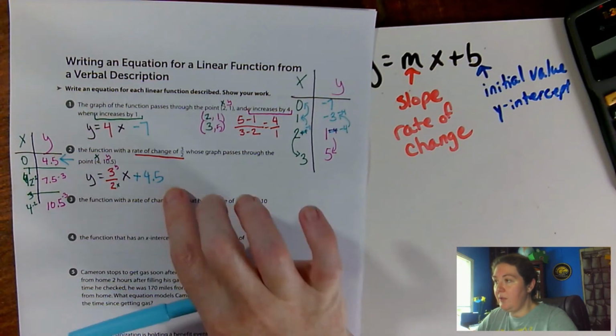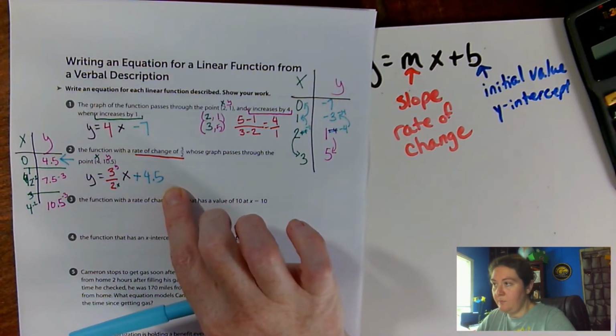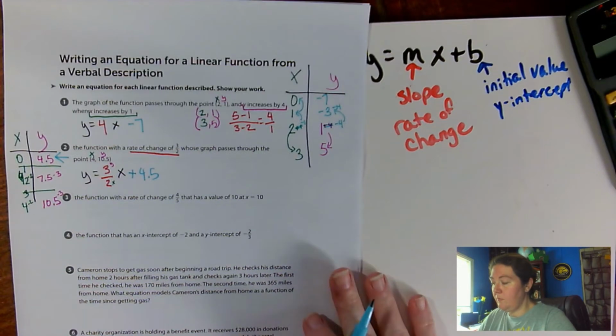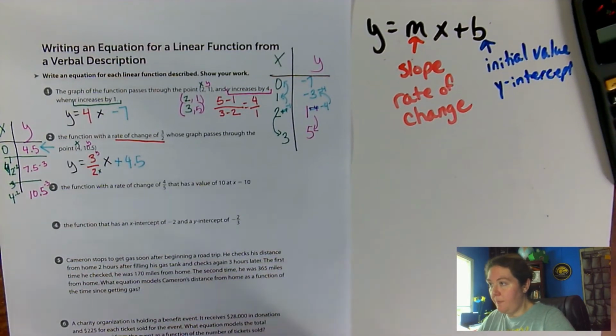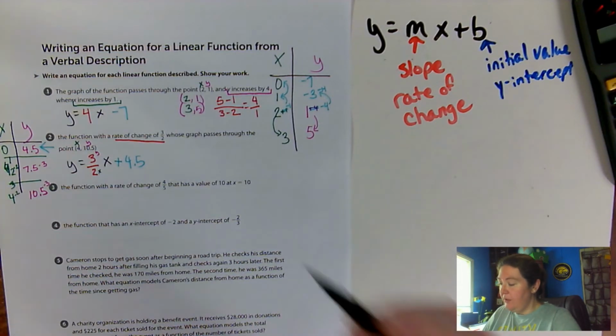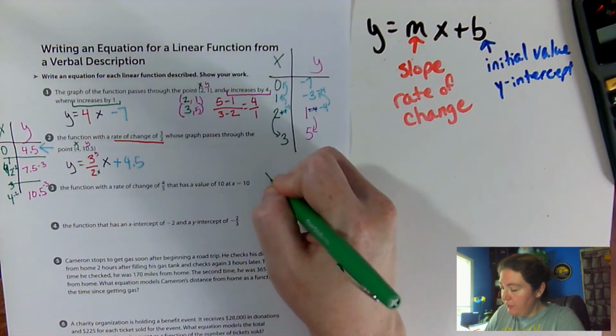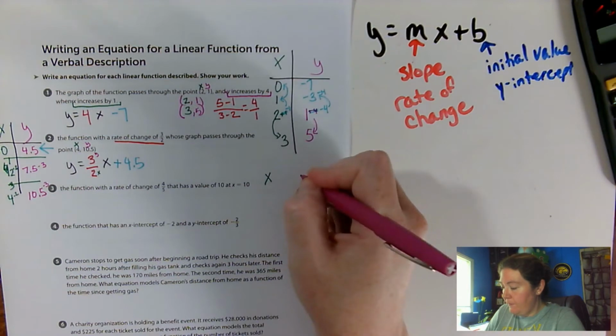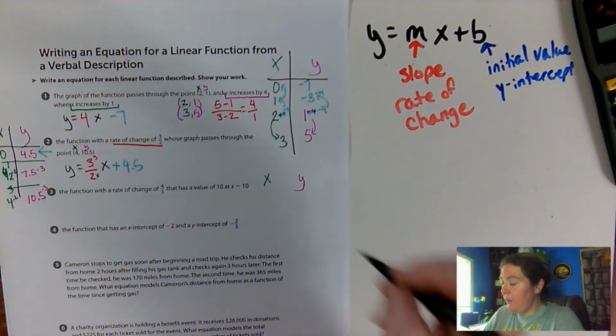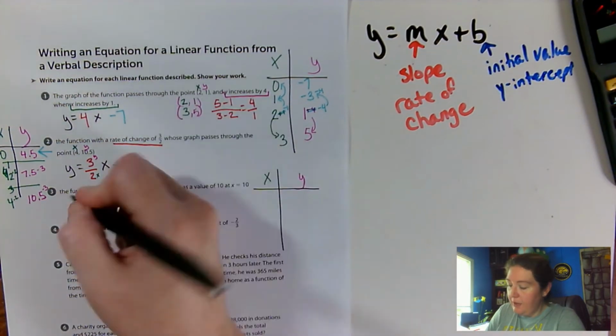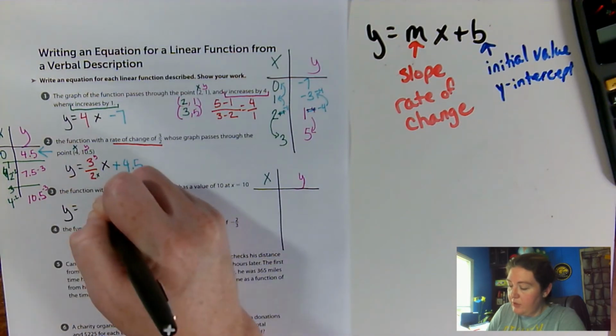So this is my equation. Right, number 3. Number 3 is worded kind of funky. It tripped me up too. The function with the rate of change of 4/5 has a value of 10 at x equals 10. So for my new graph, my new table, I've got my x and my y, and I'm working on my equation again.